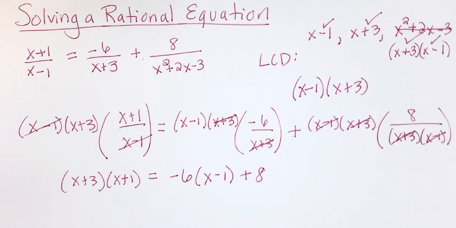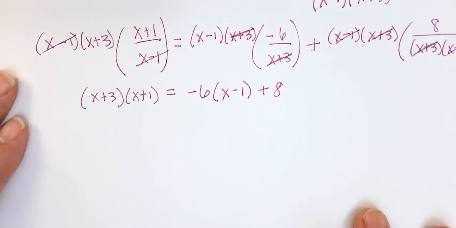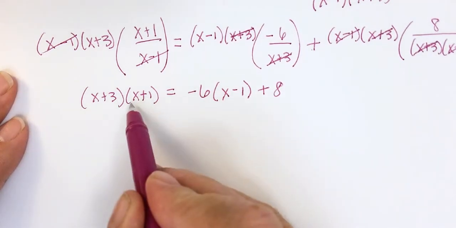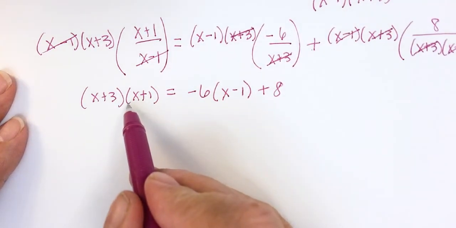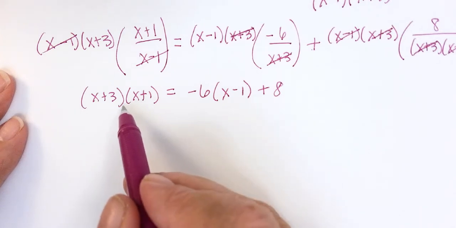All right, we have some simplification to do here. So when we see this set of two binomials multiplied together, remember that is the FOIL method. So first, outer, inner, last, or first, outside, inside, last. So we're going to have to do some work here.